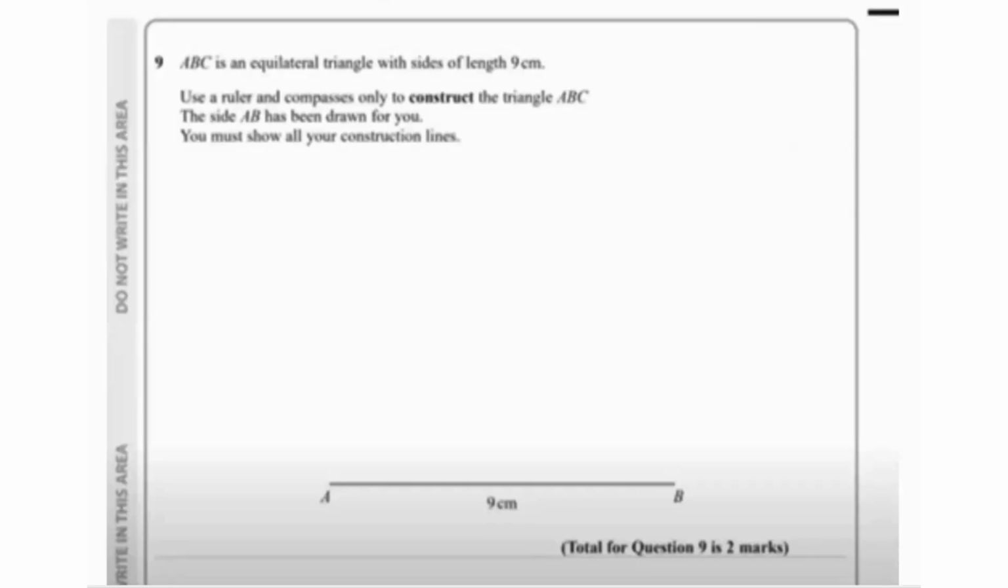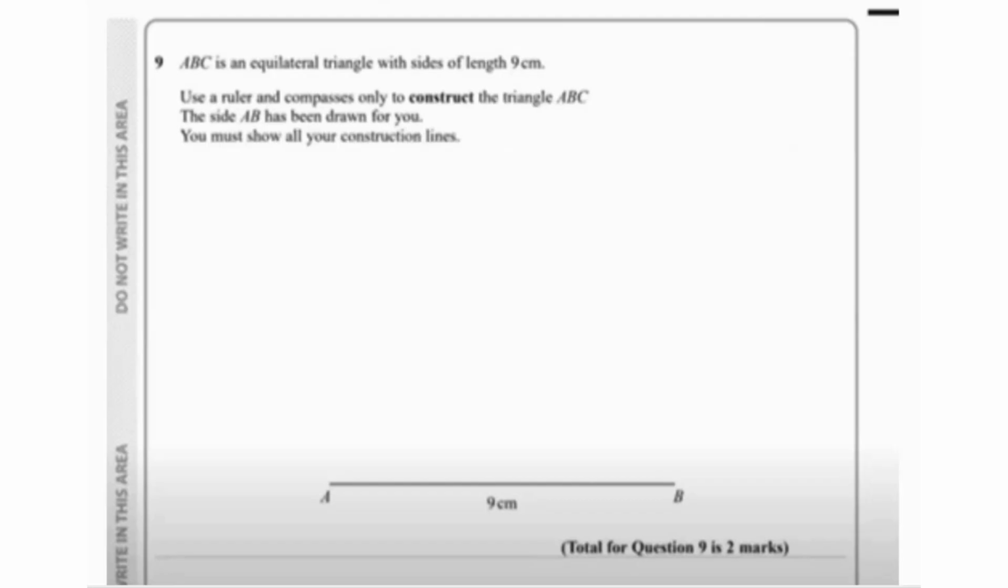Question 9 says ABC is an equilateral triangle with sides of length 9 centimeters. Use a ruler and compasses only to construct the triangle ABC. The side AB has been drawn for you. You must show all your construction lines.